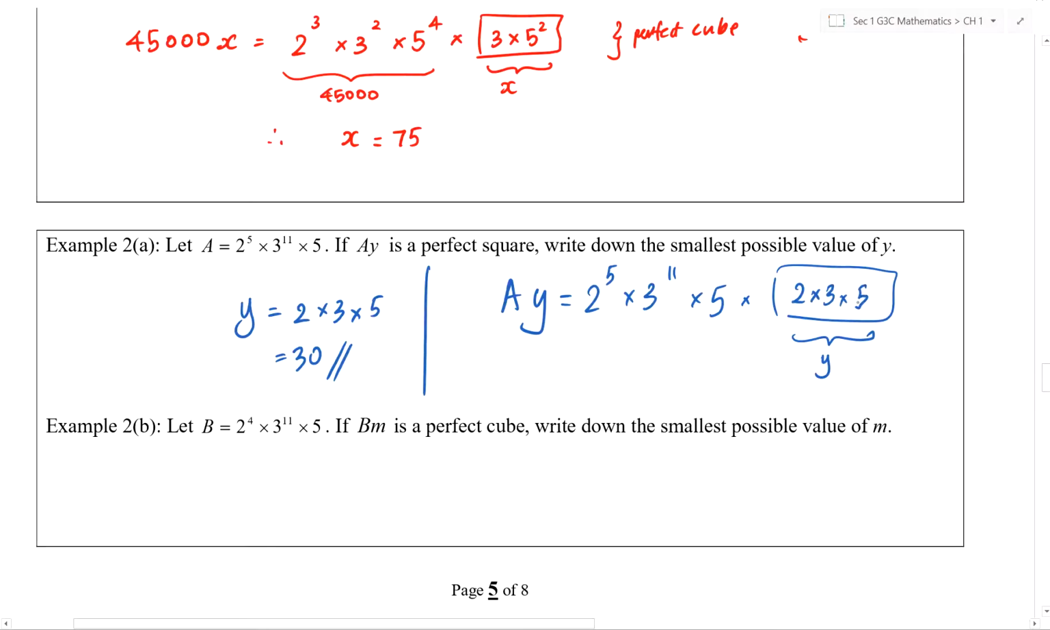So actually you just need to compare the powers. 2 power 5, the next one must be 6, so I multiply by a 2. 3 power 11, the next one must be power 12, so multiply by another 3. Similarly 5, you only got one of it. I need another 5. So that will be times 5 again. So 2 times 3 times 5, 6 times 5, 30. Answer.